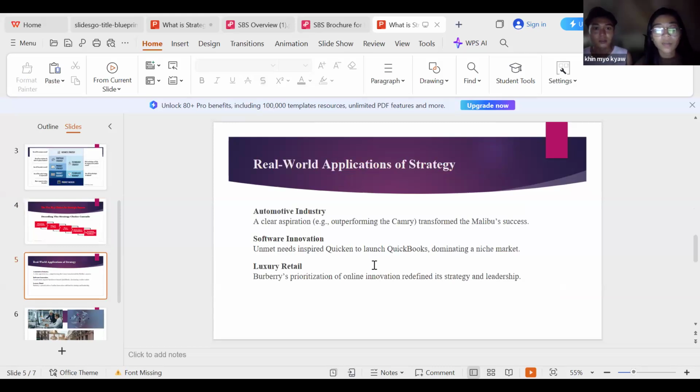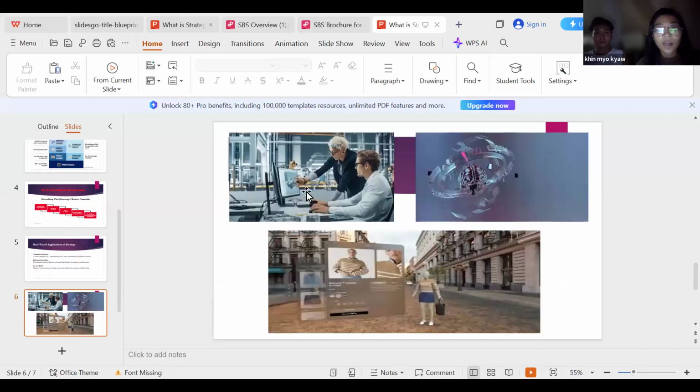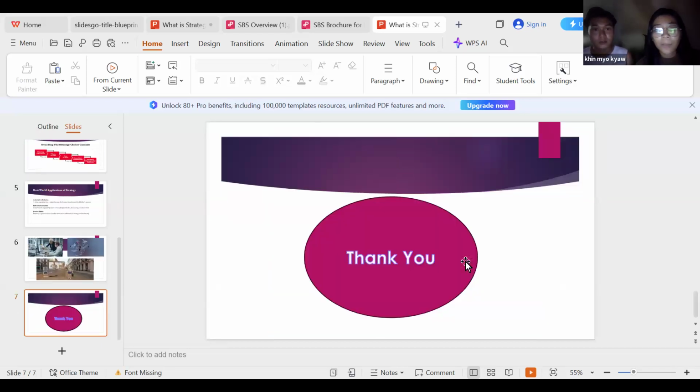And another one is the real-world application of strategies. In the automated industry, clear aspirations for software innovation and needs inspired Quicken to launch QuickBooks, dominating a niche market. And in luxury retail, Burberry prioritized online innovation, redefining its strategy and leadership. This is how the pictures look.